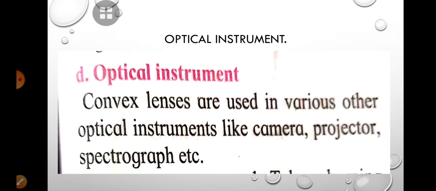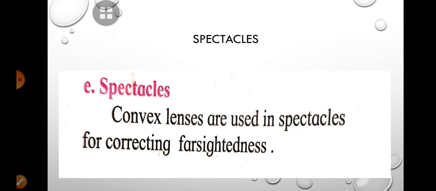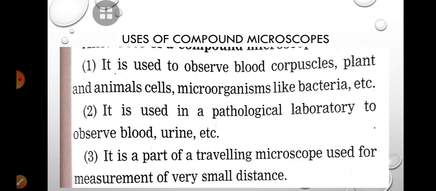Now, the next use is in optical instruments. Convex lenses are used in various other optical instruments like camera, projector, spectrograph, etc. Next, in spectacles. Convex lenses are used in spectacles for correcting farsightedness. Now, uses of the compound microscope. It is used to observe blood corpuscles, plant and animal cells, microorganisms like bacteria, etc. It is used in a pathological laboratory to observe blood, urine, etc. It is a part of the traveling microscope used for measurement of very small distances.